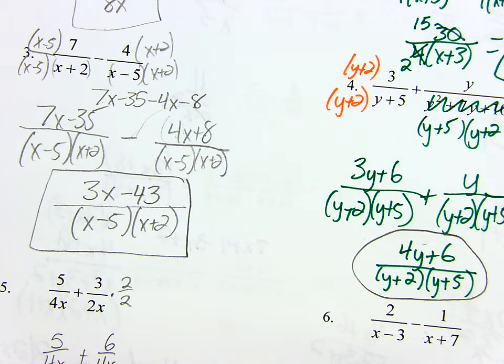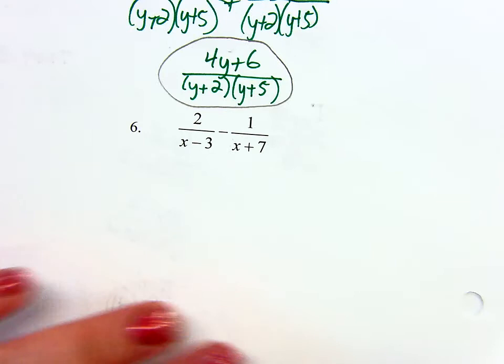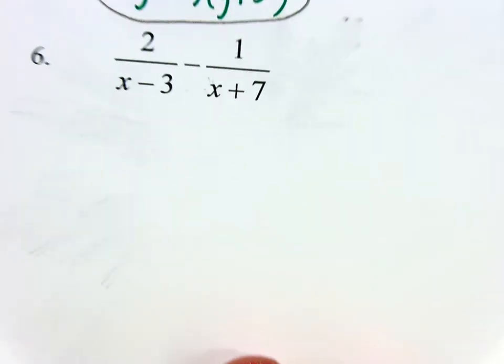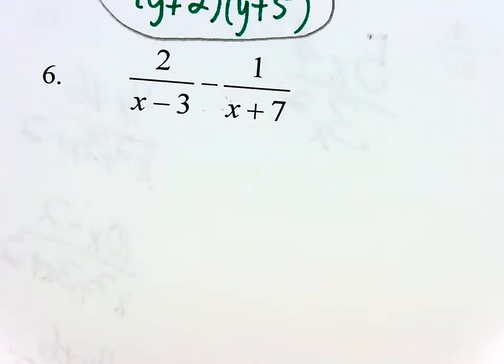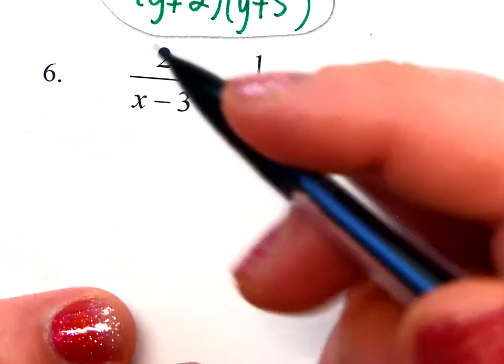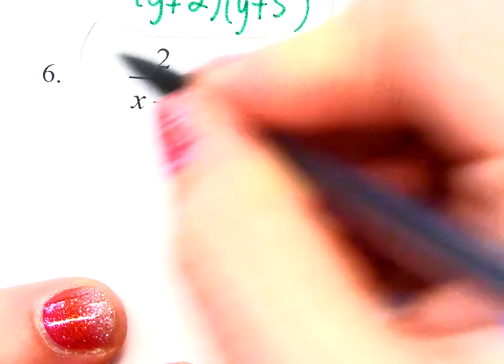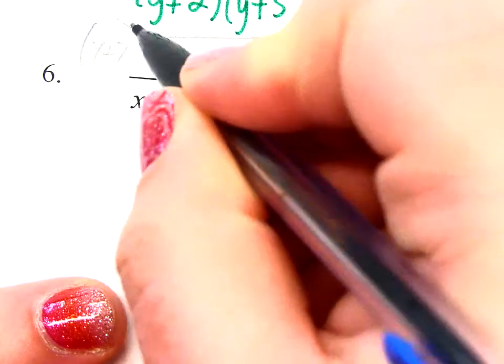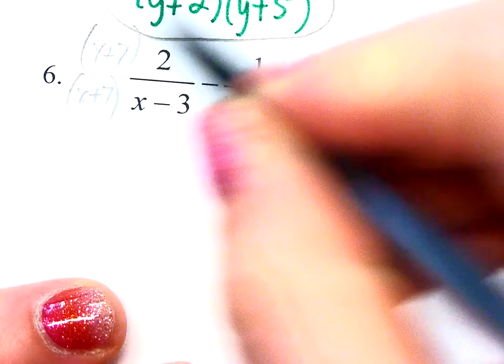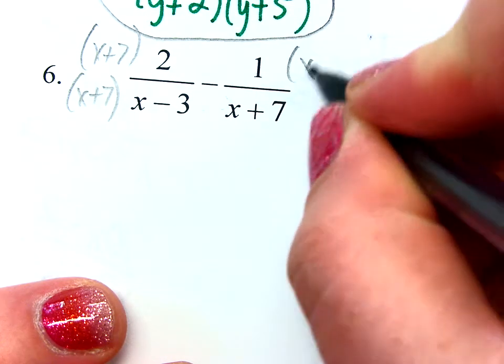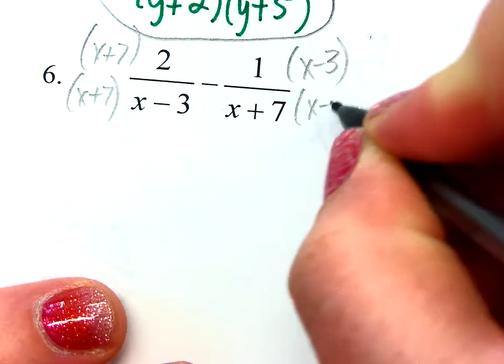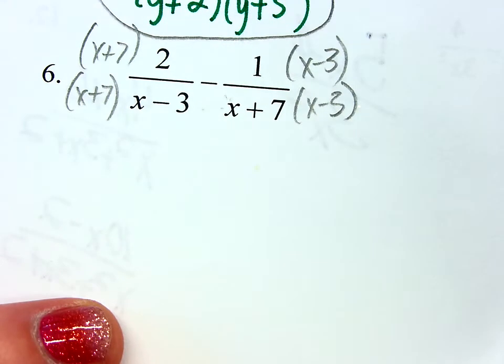Okay, we got some answers? Maybe? All right, let's give this a shot. So, if I'm looking at 6, I do not have common denominators. There's not really an easy way for me to get them, so I'm going to have to multiply them by each other, right? So this first one will get multiplied by x plus 7 over x plus 7. And the right-hand one, x minus 3 over x minus 3. Is everybody okay with that part?